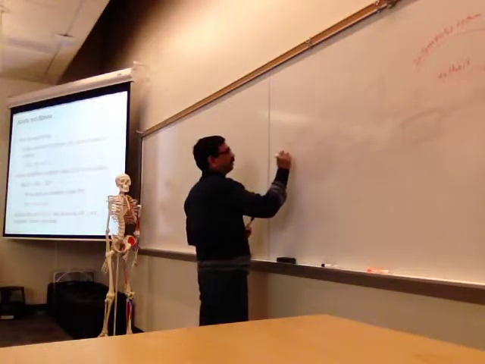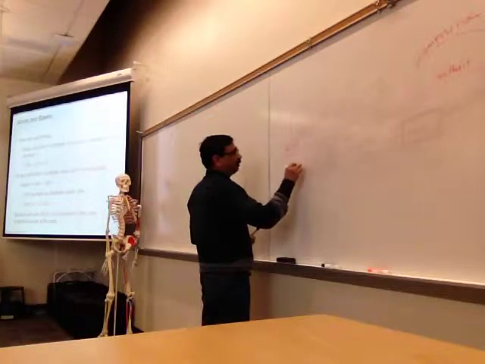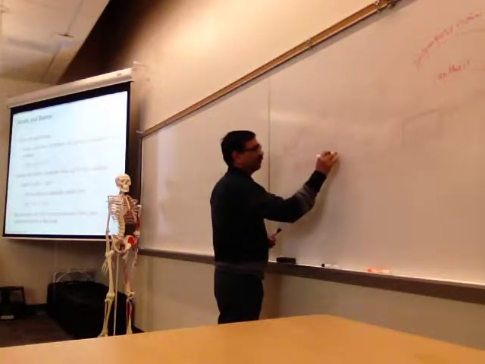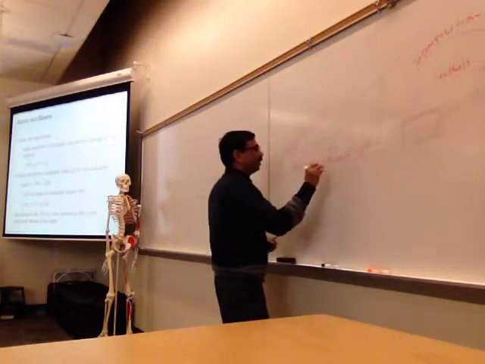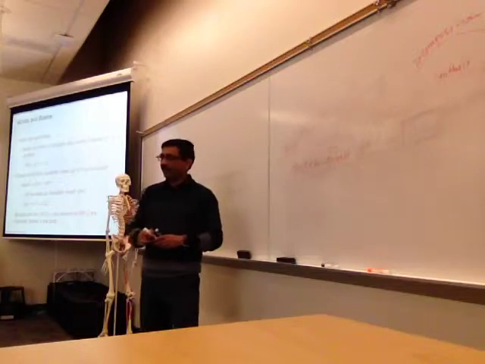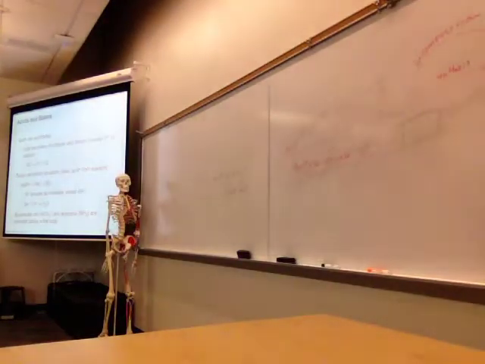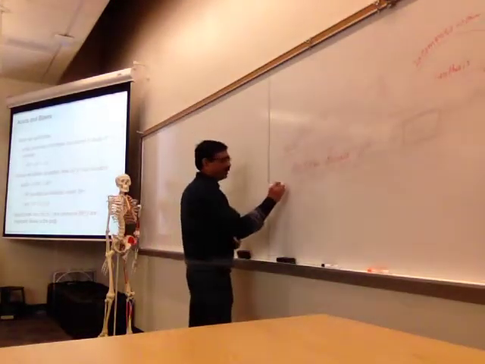Acid is a chemical that quickly releases hydrogen ion. So acid is a chemical that can quickly release hydrogen ion. Very simple definition.